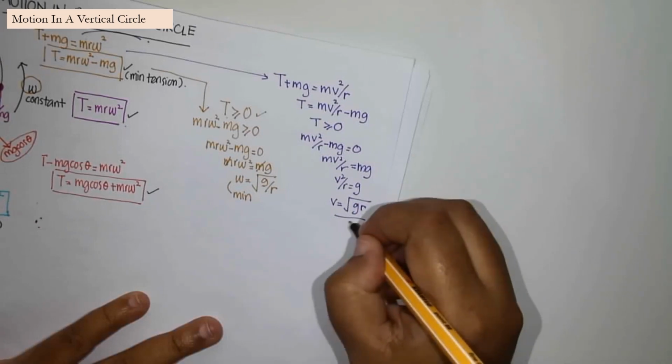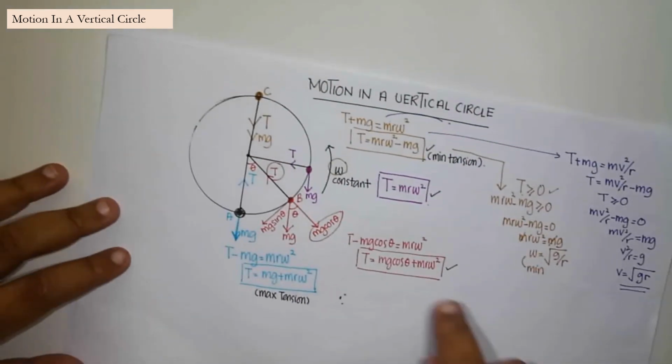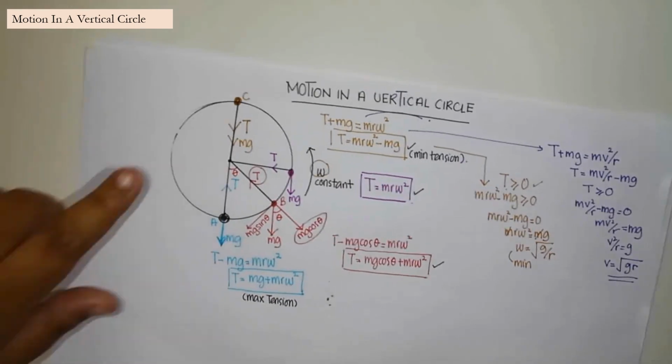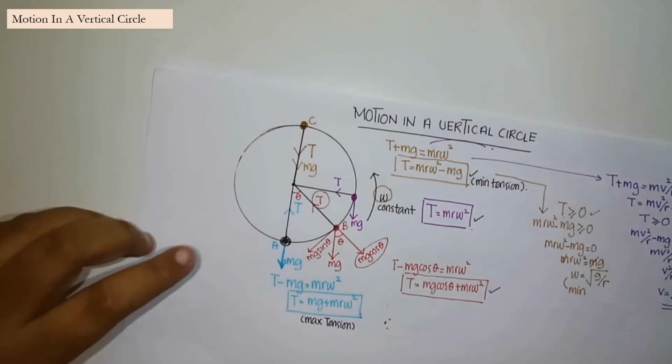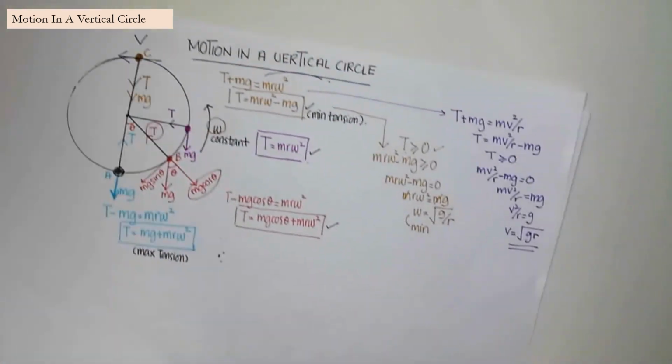So this also we can say is the minimum velocity the stone has to have in order for it to make a complete circle. Okay, alright, at the highest point, the v has to be the minimum value, so this will be the v. Okay, alright.